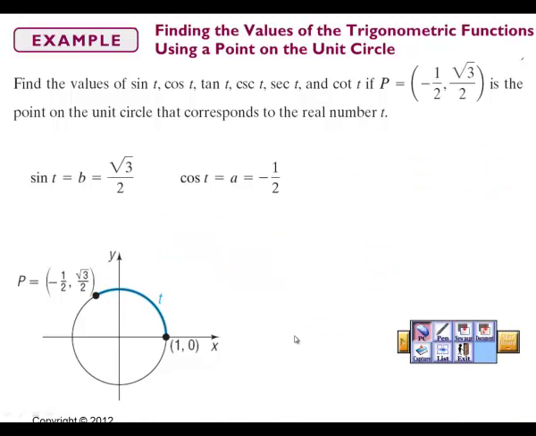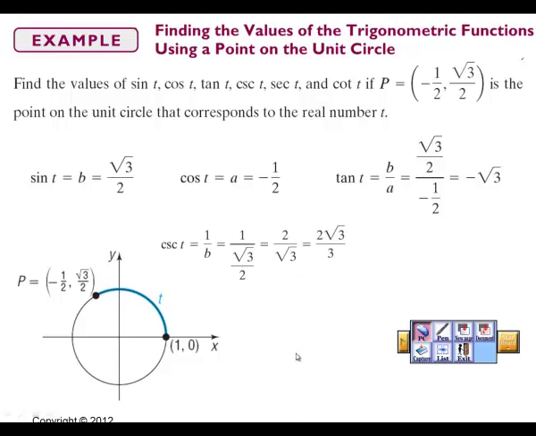Okay, and that's what happens here. Now, the reciprocal identities: basically, cosecant is the reciprocal of sine. So all we're doing is taking sine and applying the reciprocal. That becomes 2 over the square root of 3. But we have to rationalize that.